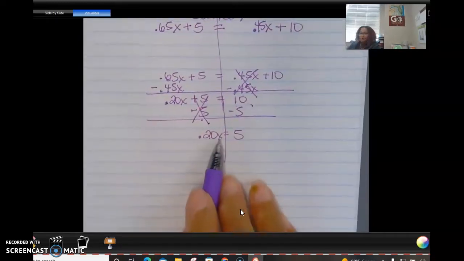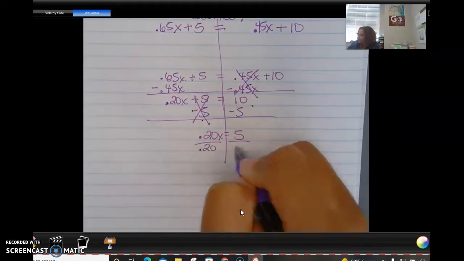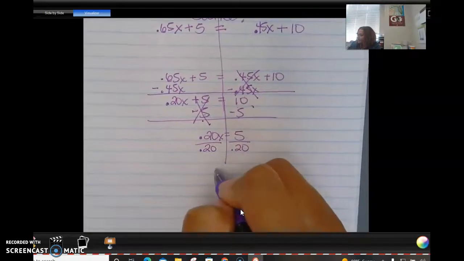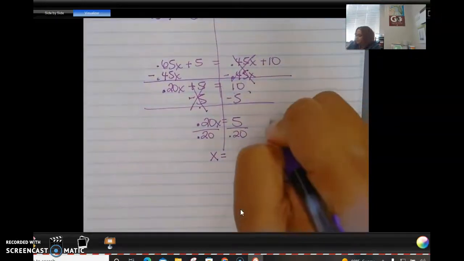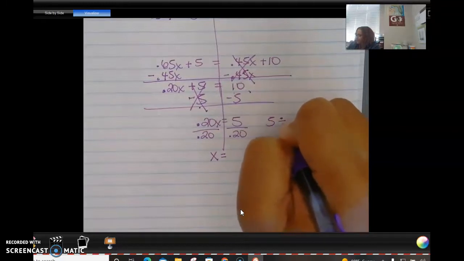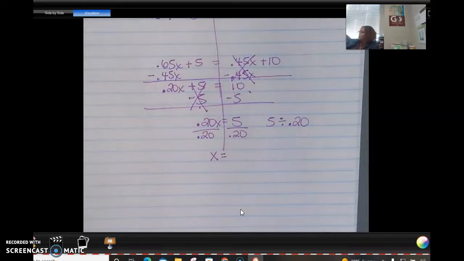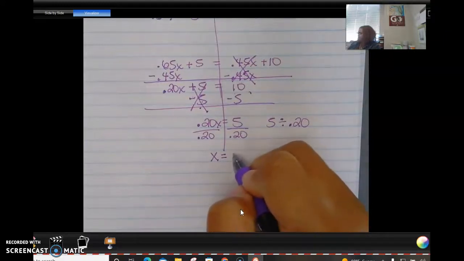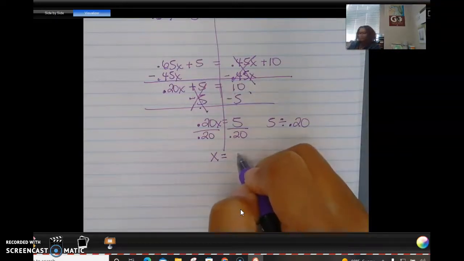What's the last step always? Divide. Good. Divide by the coefficient. The coefficient is 20 cents. How many sets of 20 cents are in $5? This is where your calculator comes in. 5 divided by 0.20. Get calculators. 0.25. How much? 0.25. It shouldn't be a decimal. It should be bigger than that. I think, is it just 25?